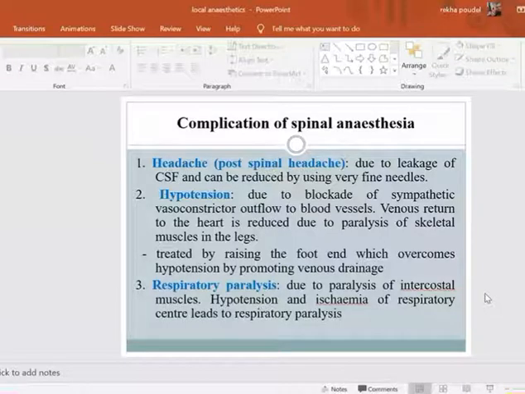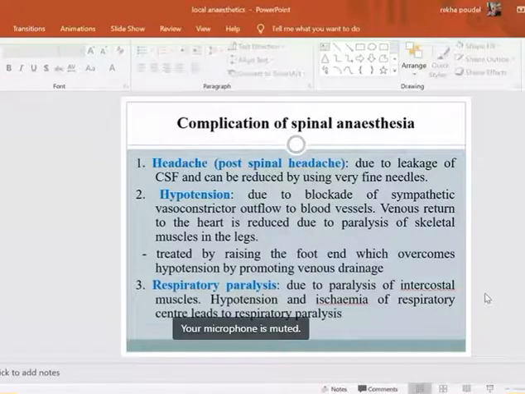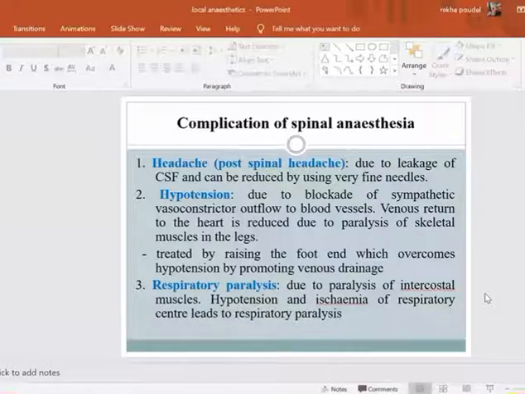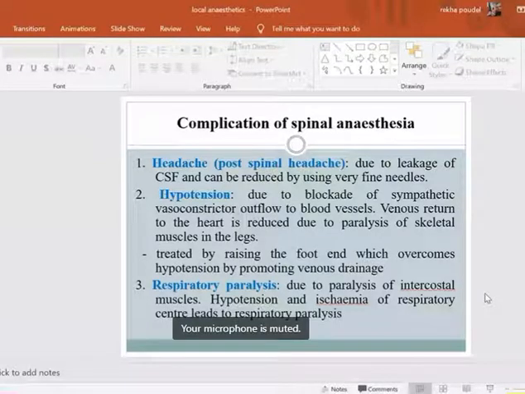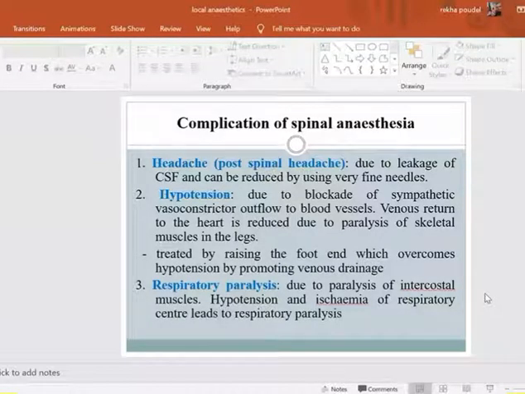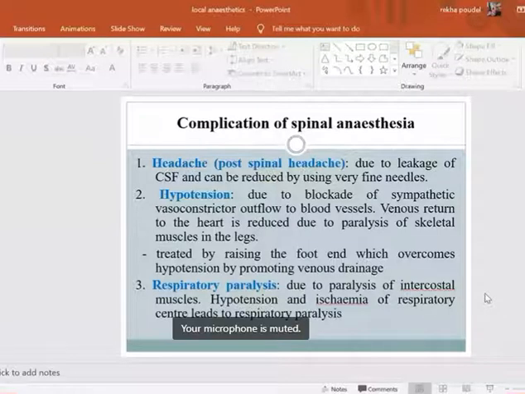Another important adverse effect or complication is hypotension. Hypotension in this case is due to blockage of sympathetic vasoconstrictor outflow to the blood vessels. Here venous return to the heart is reduced due to paralysis of skeletal muscles in the leg. So whenever we find the patient having hypotension after spinal anesthesia, what we have to do is raise the foot end of that patient, which will overcome the hypotension by promoting venous drainage.